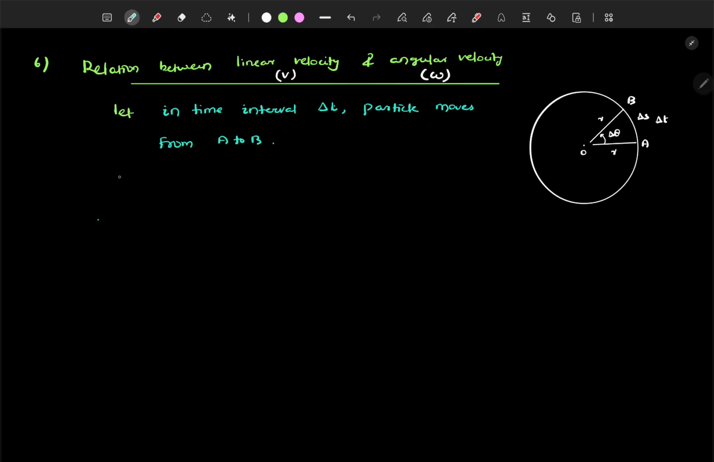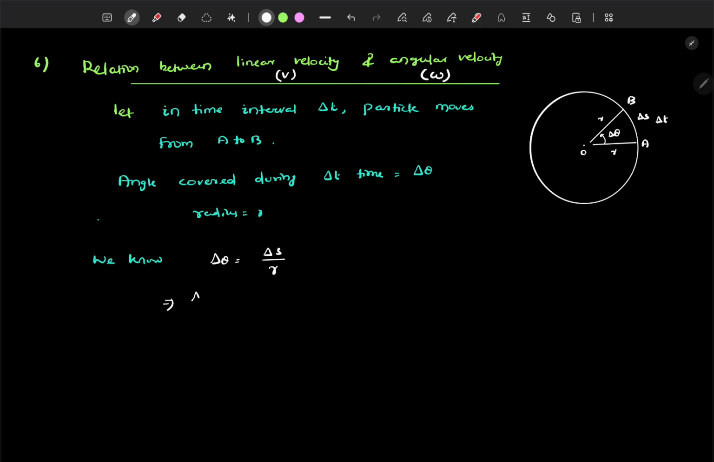So the angle covered during delta t time, let it be delta theta. And remember, radius remains fixed. Radius is equal to small r. Okay, now see how we are going to derive the relation. We know angular displacement, angle, is equal to arc length by radius. So delta theta is equal to arc length delta s divided by r.